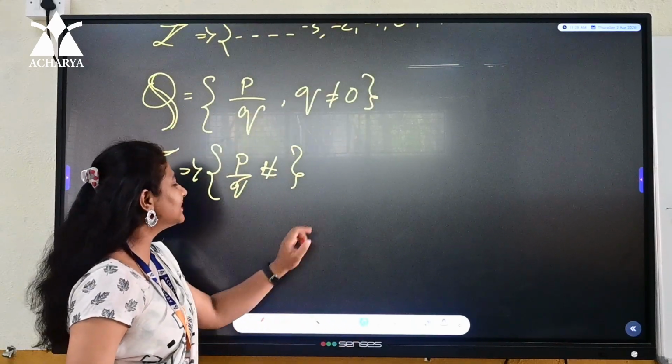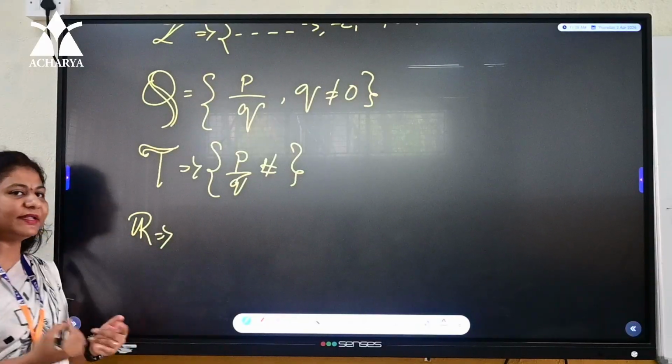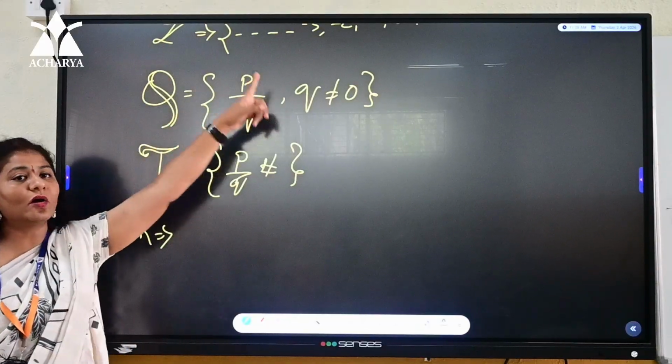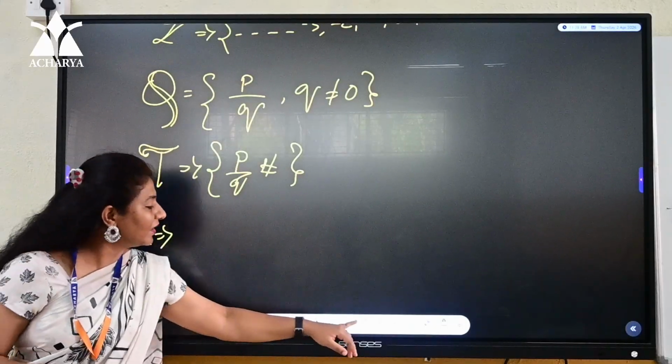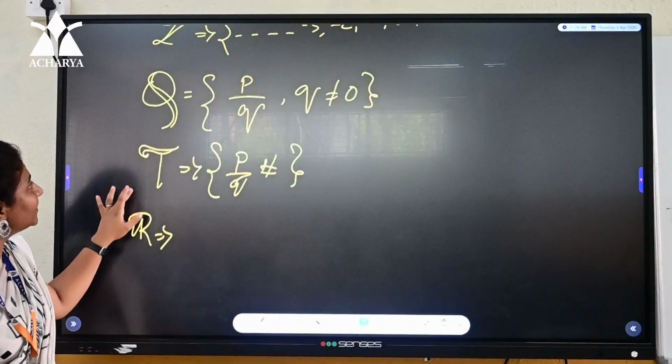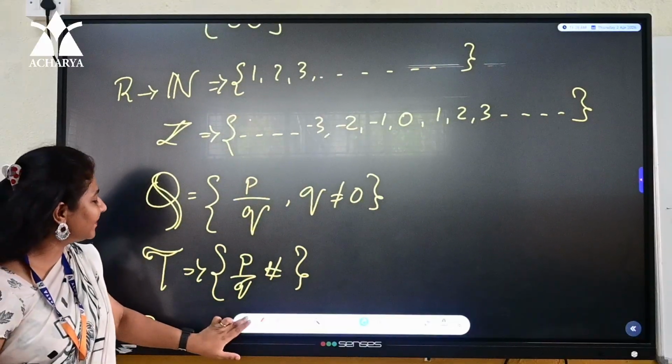And the last is real numbers. In real numbers, what does it include? It includes all the kinds of sets. So you have all the kinds. I have not written one kind here, that is your whole numbers.